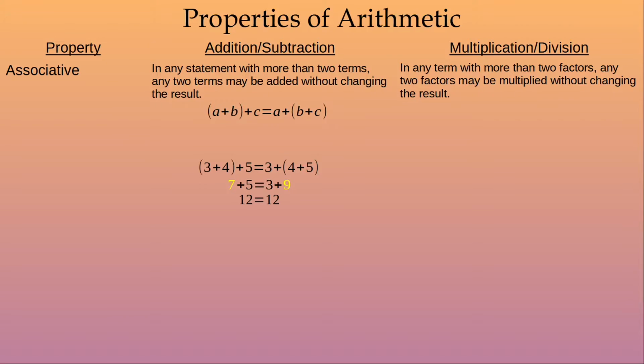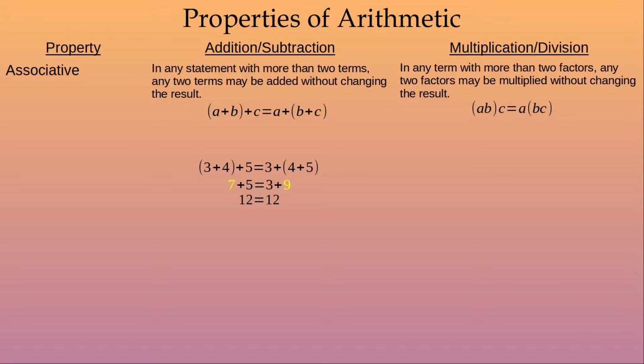For multiplication and division, in any term with more than 2 factors, any 2 factors may be multiplied without changing the result. Remember from earlier that a term is made of factors. And so when we say in any term, we're really saying that you can only do this within a term. You can't, for example, decide to multiply by a factor that's in a completely different term. So if I've got 4 times 5 plus 2 times 3, I can't suddenly multiply the 5 from the first term by the 3 in the second term. That would just produce utter chaos.